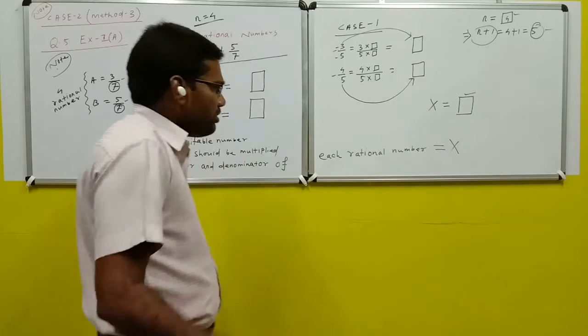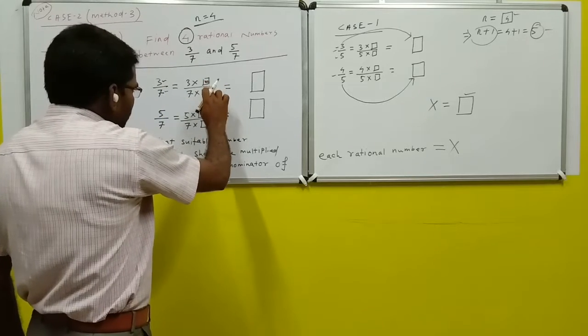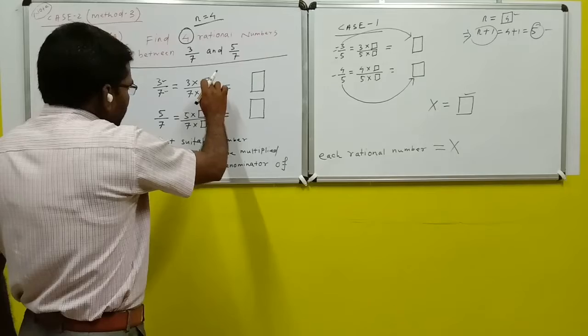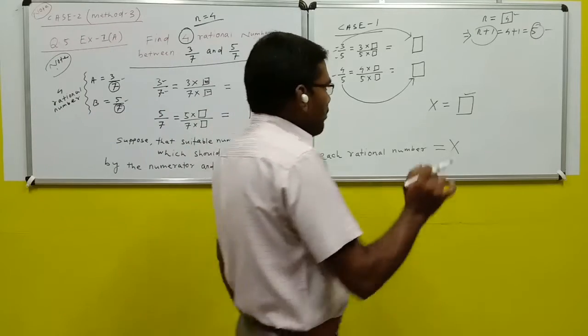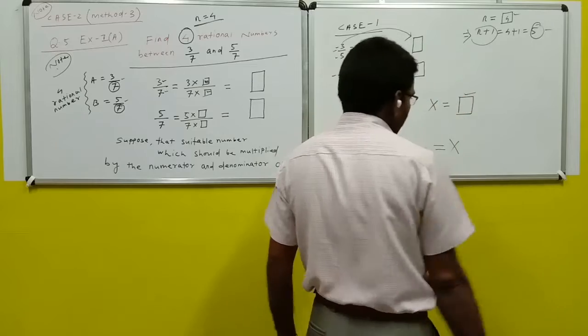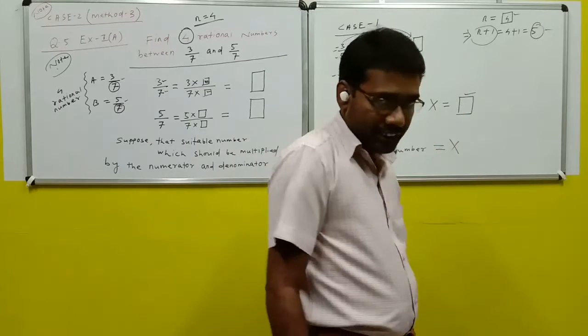x we considered what? This number that we have to find out, we considered this number as x. So simply you have to find the value of x. So how can you find out the value of x?